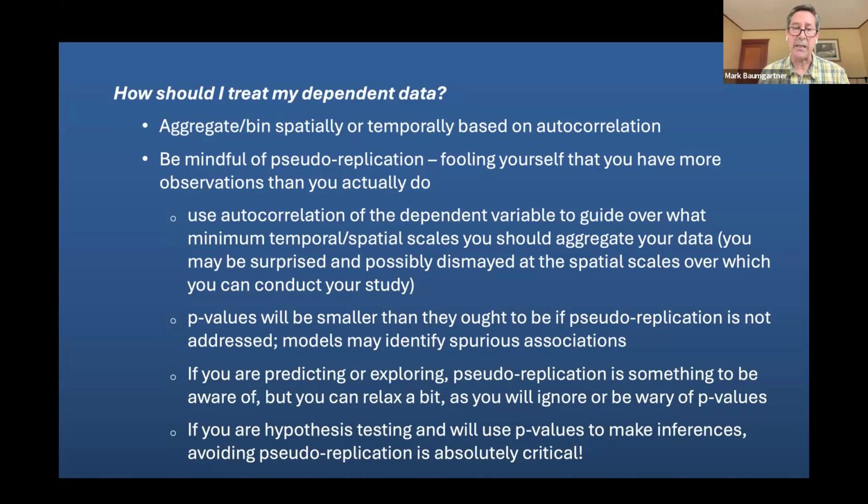So in some cases, this is fine. If you're just predicting or doing data exploration, this pseudo-replication is something certainly to be aware of, but it's not a deal breaker. As long as you're wary and approach your p-values with some caution, it's fine, because you're just doing an exploration. But if you're doing hypothesis testing where you're depending on those p-values to be accurate, to be telling you something about the true associations in your data, i.e. you're trying to make inference, then this idea of pseudo-replication is absolutely critical.